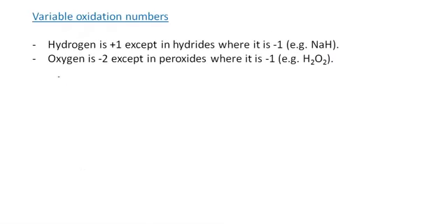Then we have substances that have variable oxidation states. Hydrogen is usually +1, except in hydrides where it is -1. For example, in sodium hydride, sodium is +1 and hydrogen is -1. Typically hydrogen is +1. In the case of oxygen, it is usually -2, except in peroxides where it is -1.